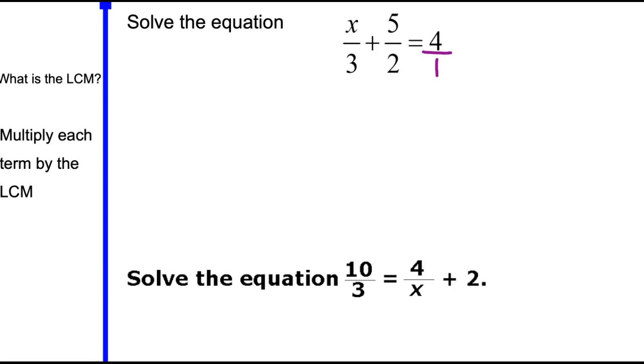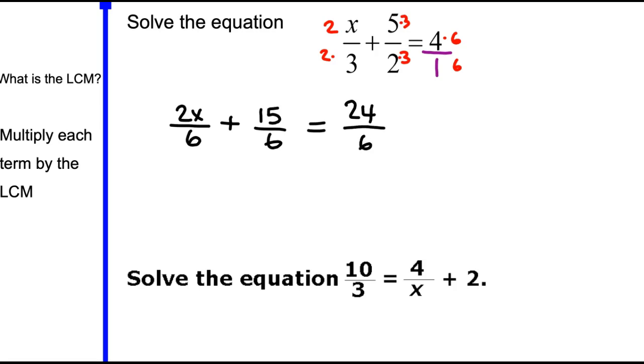So now we're going to put everything in terms of sixths. That's hard to say. Sixths. So multiply this one by 2 over 2. Multiply 5 halves by 3 over 3. And multiply 4 over 1 by 6 over 6. And then I'm going to clean it all up. So when we clean it up, we have 2x over 6. That's the same as x over 3. Just looks different. Plus 15 over 6 equals 24 over 6.